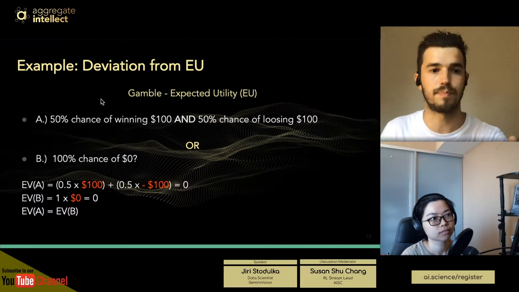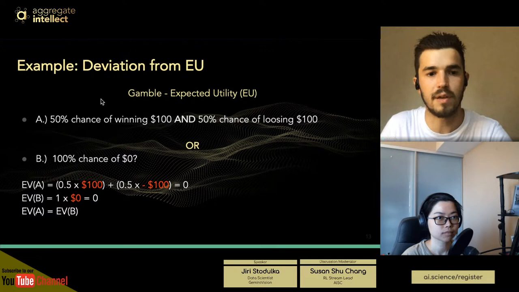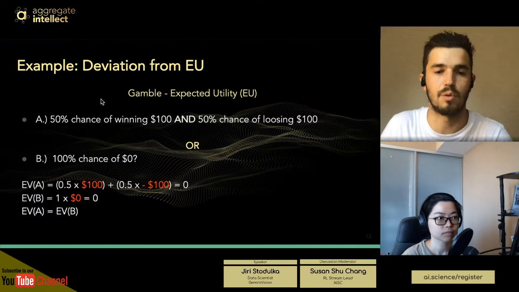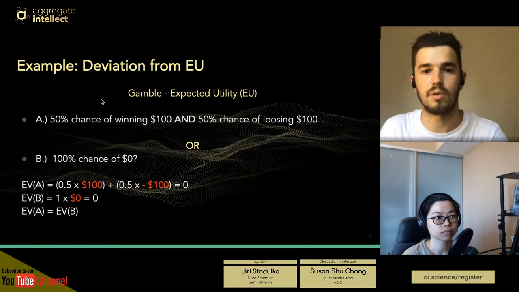And it's because choice A introduces some loss to you, right? So in B, you win nothing, but you don't lose 100. There is no option of losing 100. In option A, there is an option of losing 100, and people hate losing. This is like being hurt.